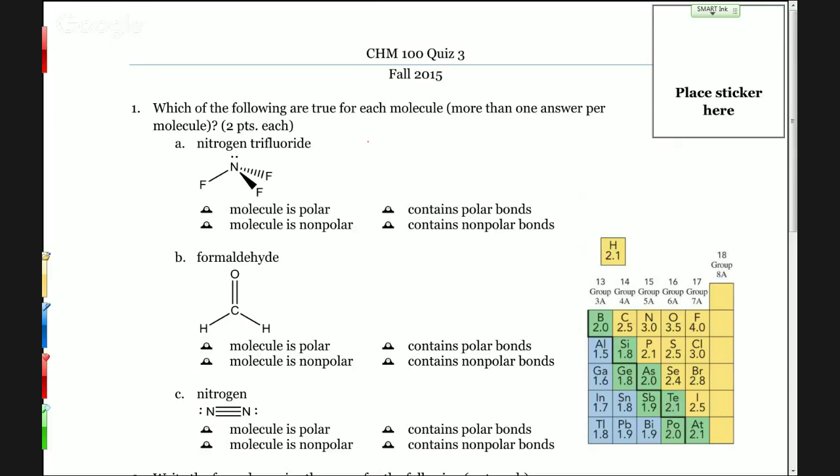Really, we should look at the bonds first before we decide if the molecule overall is polar or not. So would you say that that contains polar bonds or non-polar bonds, or both? What do you think? Polar? Why polar?